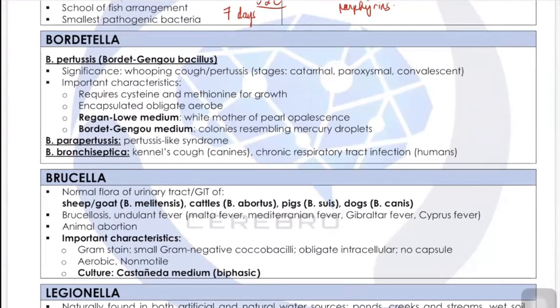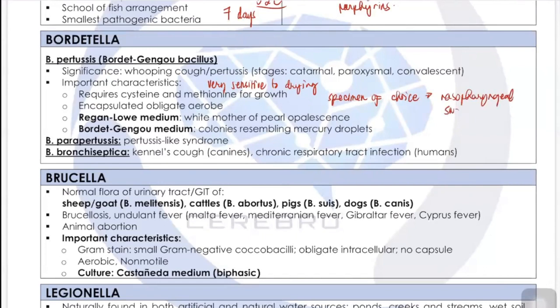Okay? It grows on Regan-Lowe and Bordet-Gengou medium. So, take note, when it is planted on Regan-Lowe, it has a white mother of pearl opalescence, whereas on Bordet-Gengou, the colonies resemble mercury droplets. Okay? Another characteristic is that Bordetella pertussis is very sensitive to drying. Also, we will remember its specimen of choice. The specimen of choice is of course nasopharyngeal swab.